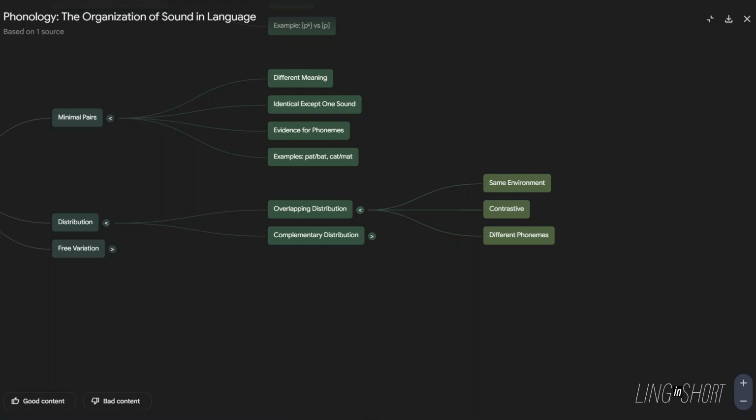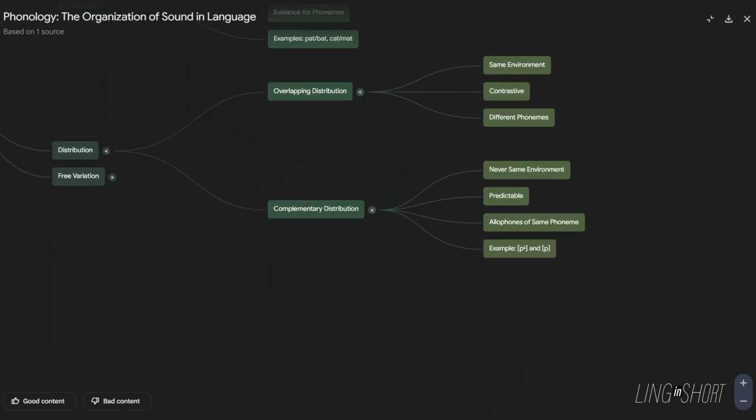Now, complementary distribution sounds like the opposite. It's exactly right. Complementary distribution means that two sounds never ever occur in the same phonetic environment. They have their own kind of exclusive territories within the sound structure. Exclusive territories, like they don't mix. Precisely. Let's use a toolbox analogy this time.